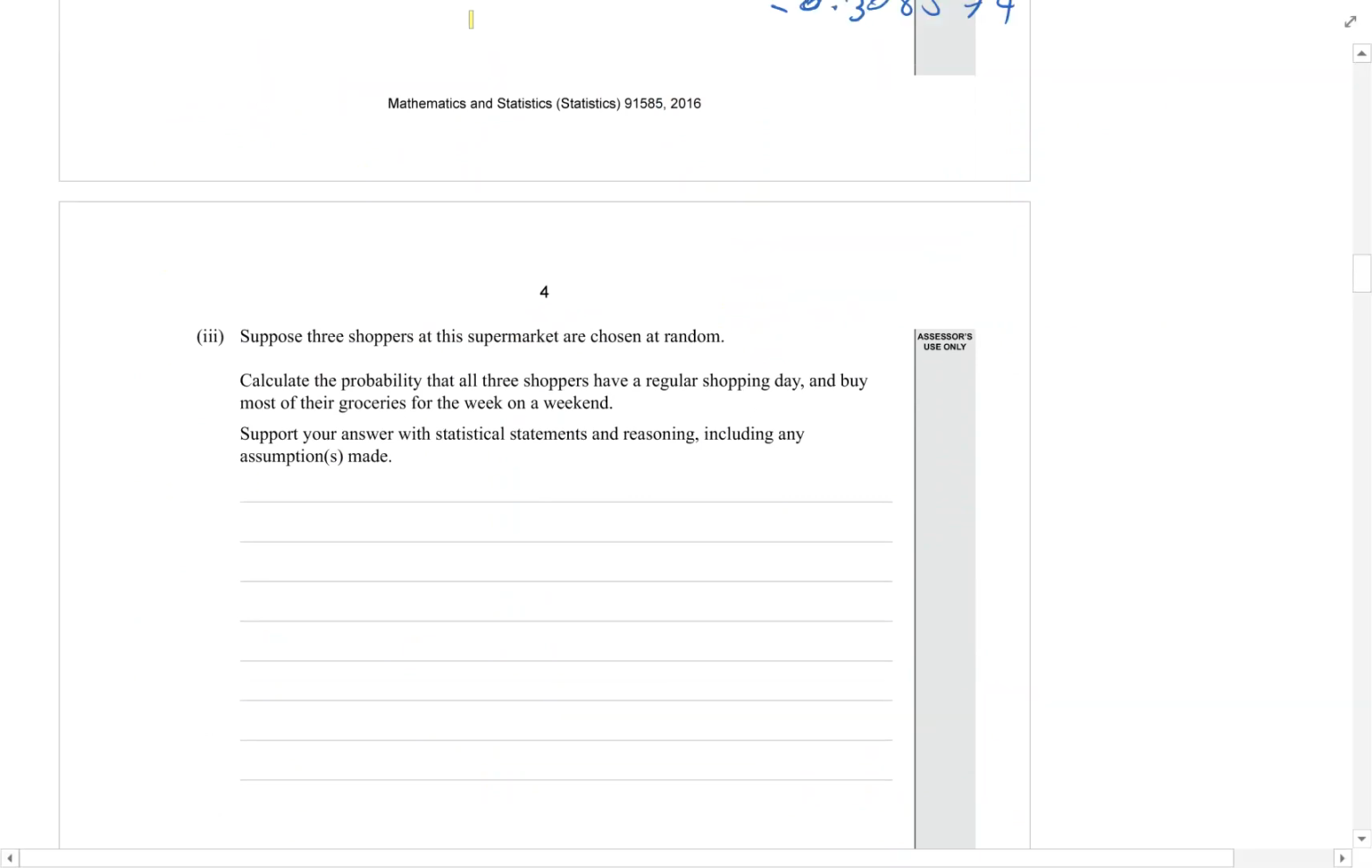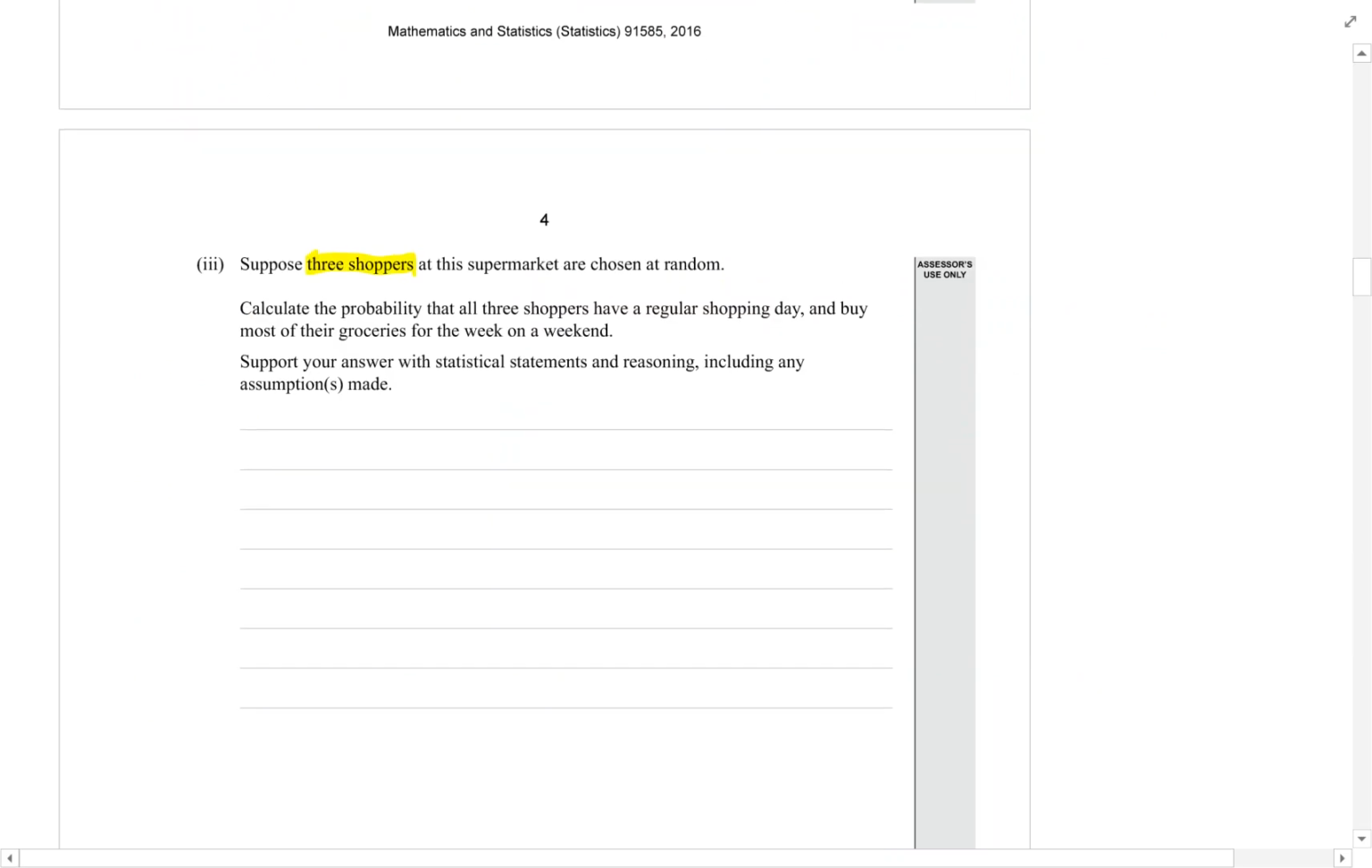Part 3. Suppose 3 shoppers at the supermarket are chosen at random. Calculate the probability that all 3 shoppers have a regular shopping day and buy most of their groceries for the week on a weekend. And it says support your answer with statistical statements and reasoning, including any assumptions made.